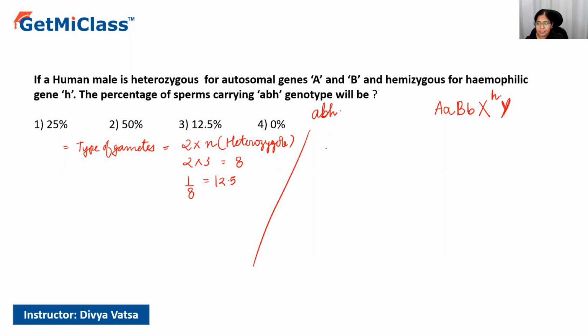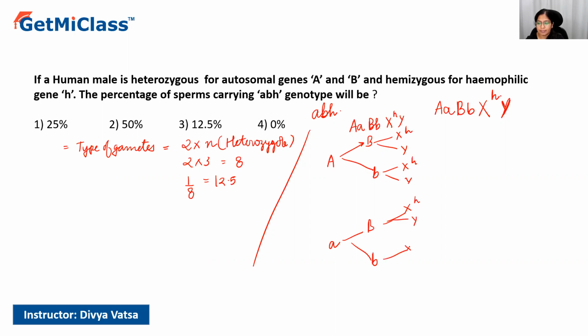But we'll do it by the long method also. So see here, these are the genes that are there: A, B, and then we have the X^H and Y. So doing it by the long method, we can have capital A, small a, with capital B, small b, and capital B can go with X^H and Y, small b again with X^H and Y. Similar with small a, capital B, small b, X^H and Y. So we will get capital A, capital B, H; capital A, capital B, Y; capital A, small b, H; capital A, small b, Y; then small a, capital B, H; small a, capital B, Y; small a, small b, H; and small a, small b, Y.